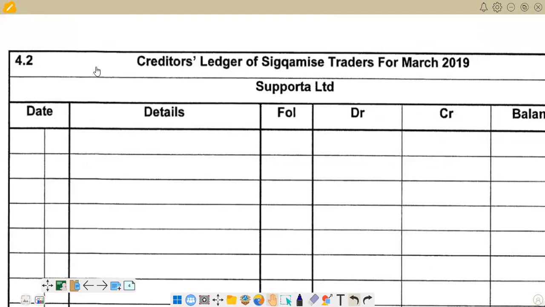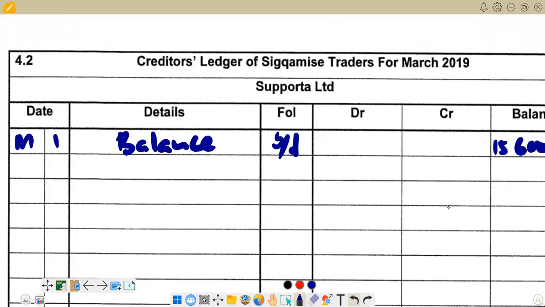Right, we are now on the creditors ledger. On the date, we are in March, and this is March 1. We are going to have our balance in the details. Then our PR will come in the folio column. The balance will be on the credit side, but since it's the opening balance, we can just put it as balance, though we know that it will be a credit balance. And the amount that we're having is 15,600.